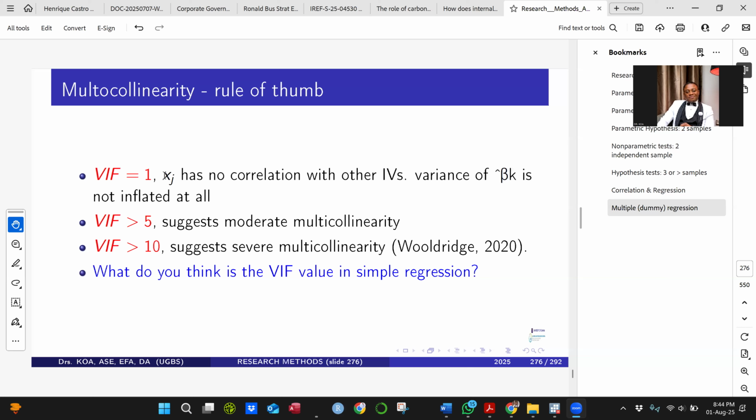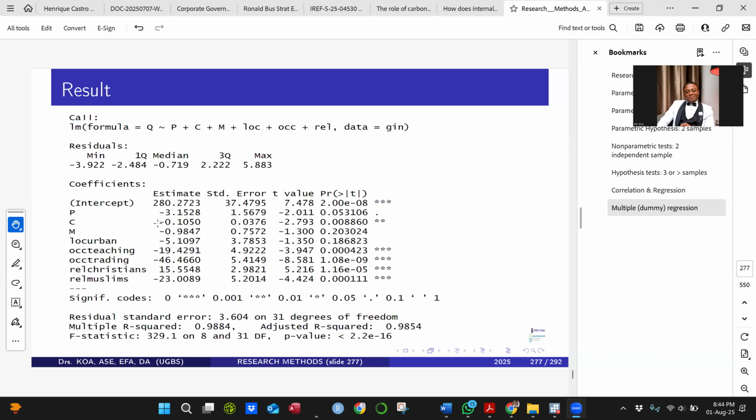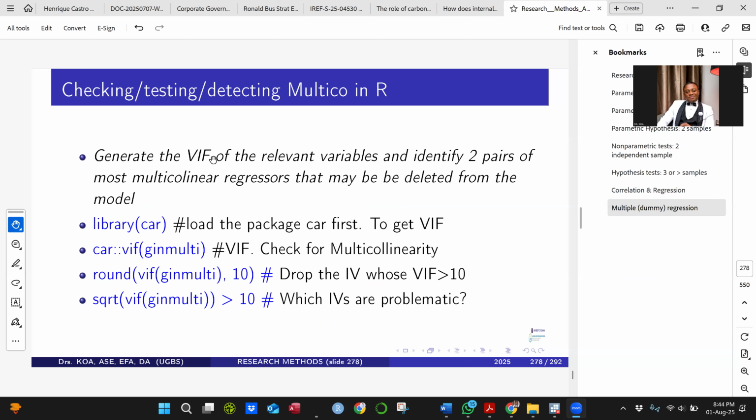You should know that. In the case of a simple regression, the variance inflation factor is equal to a certain number. So think about that. I want you to look at this thing. We have already seen this result multiple times. We can generate the variance inflation factor of the relevant variables, and you're going to do this also in your assignment.